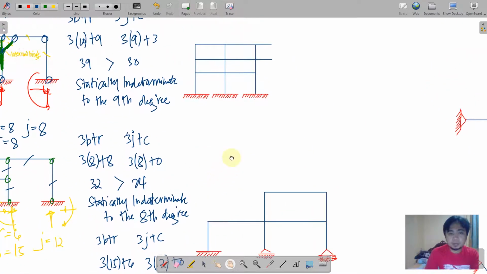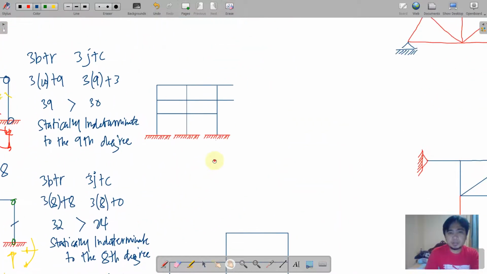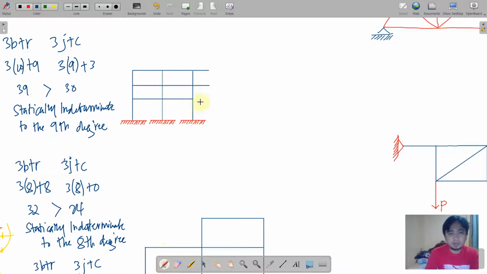Okay, so let us proceed to this frame wherein there will be an overhang member on the side of the beam.